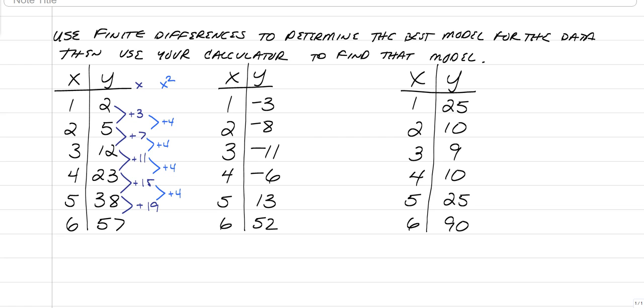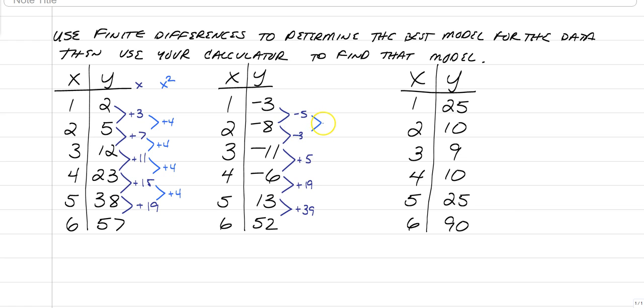So naturally, if it takes more than that, the degree increases. If it takes you 3 tries, it's a cubic. If it takes you 4 tries, it's a quartic. So to get from -3 to -8, you have to subtract 5. -8 to -11, you have to subtract 3. -11 to -6, you have to add 5. -6 to 13, you add 19. And to get from 13 to 52, you have to add 39. So it's not linear. We try it again.